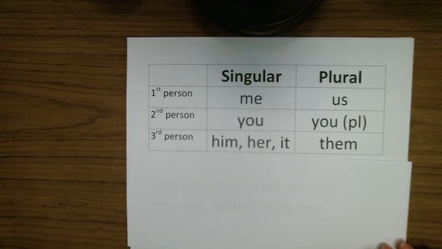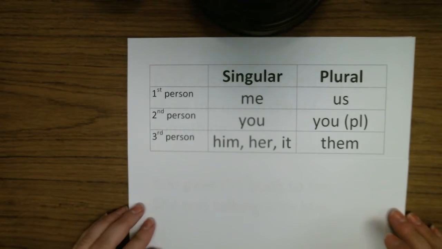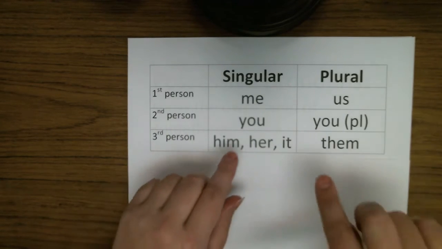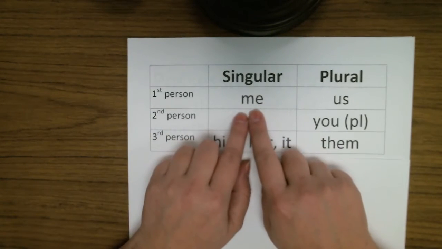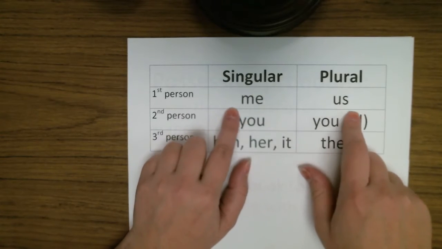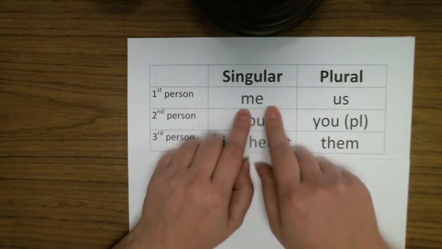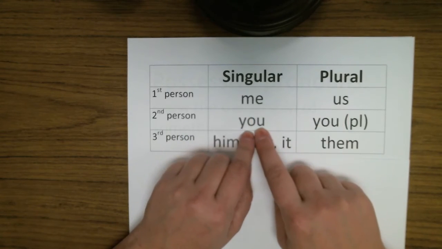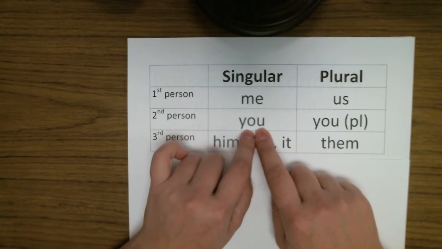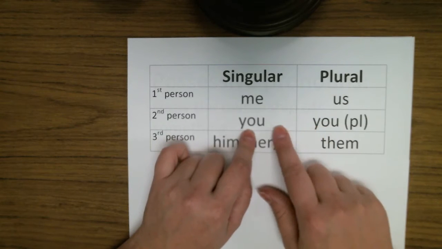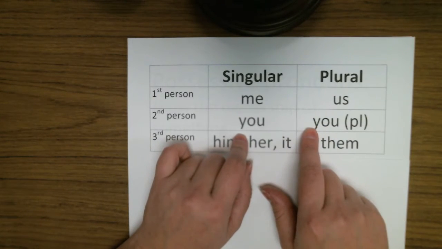Here's my same chart, only this time I've got the object pronouns in it. Notice that in that row here where I was talking about singular and first person, if it was talking about I, it's become me, and we has become us. Look at you. In second person here, you or you, I have exactly the same word that I did in my subject pronouns.